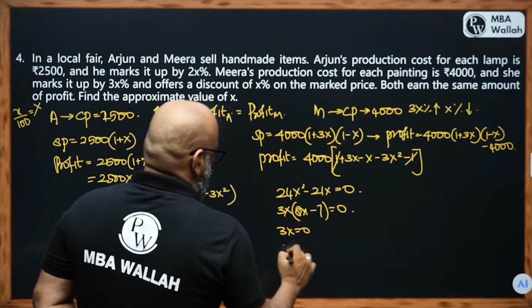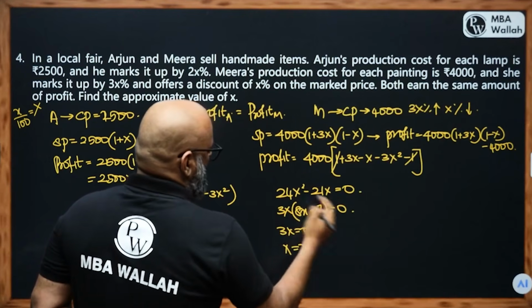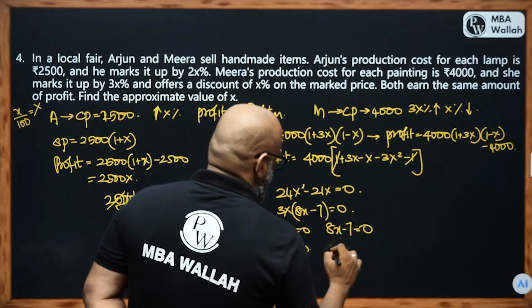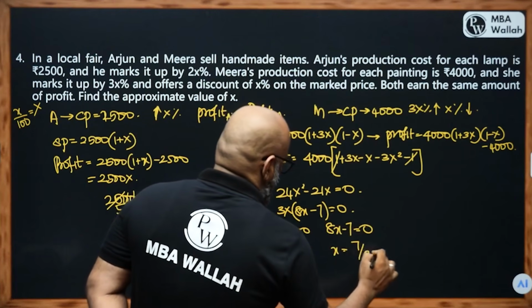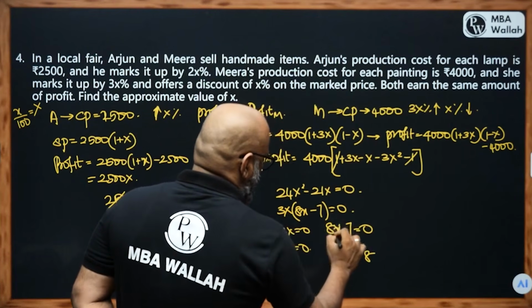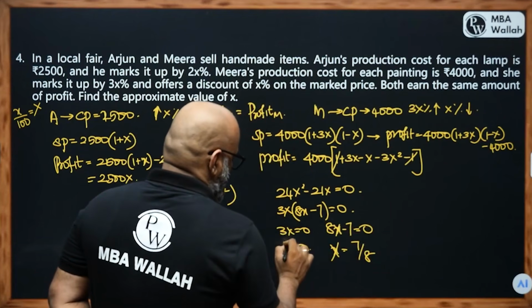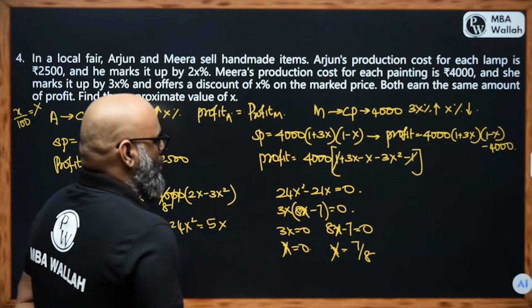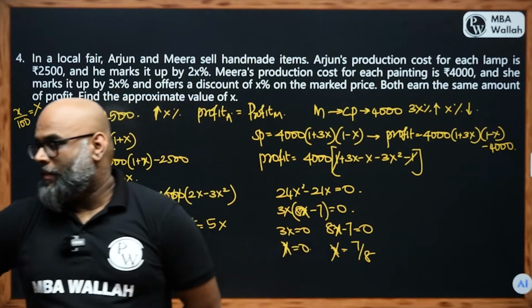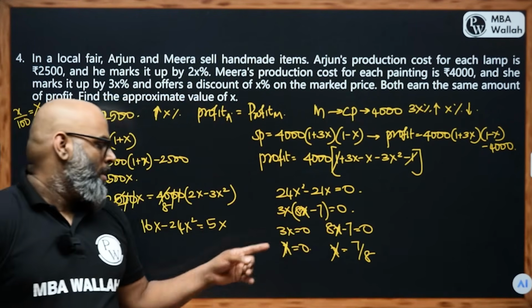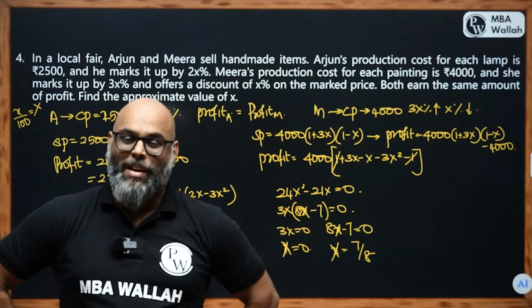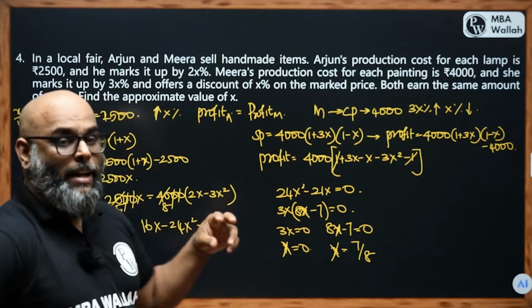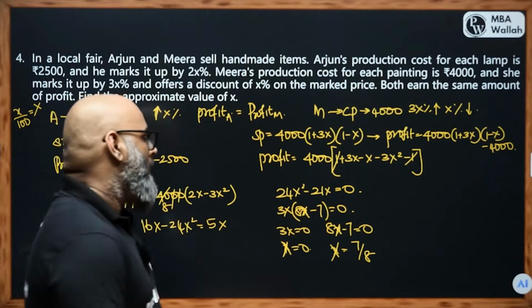3x equal to 0, x equal to 0. Whereas the other case, 8x minus 7 equals to 0, X is equal to 7 by 8. So capital X everywhere. It is capital X. You need to be particular about it. So after solving all through this place, we found that X is equal to 7 by 8. But this capital X is nothing but small x by 8. That is the percentage that we are looking for.